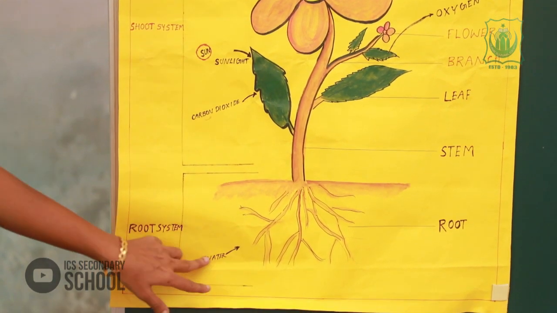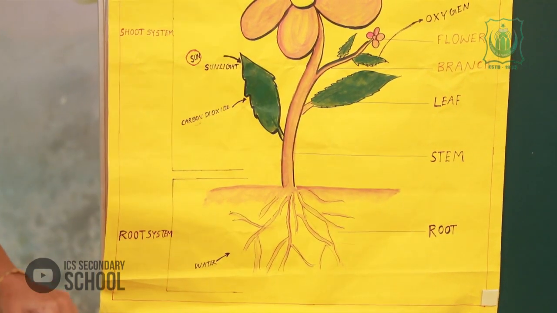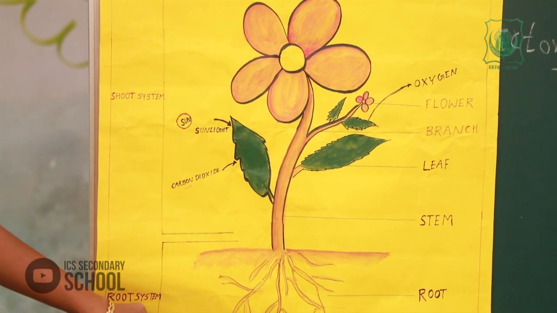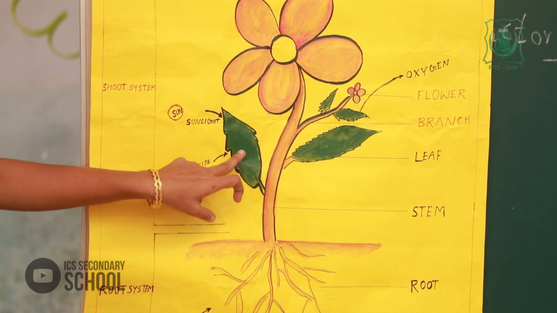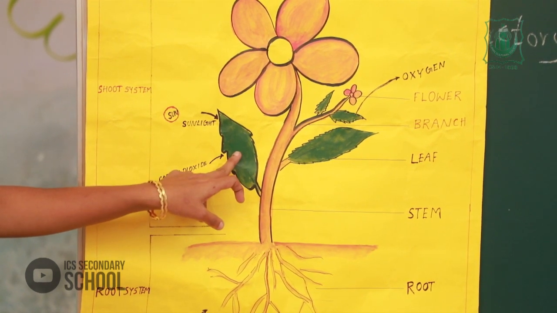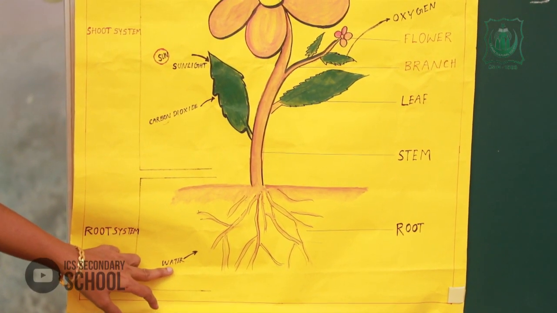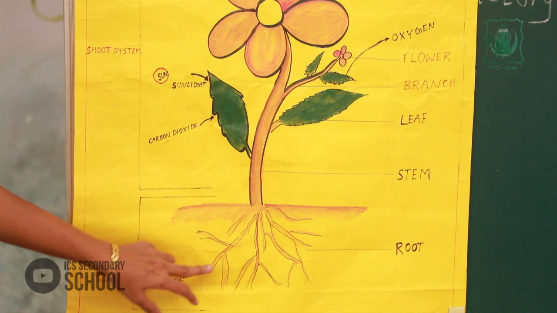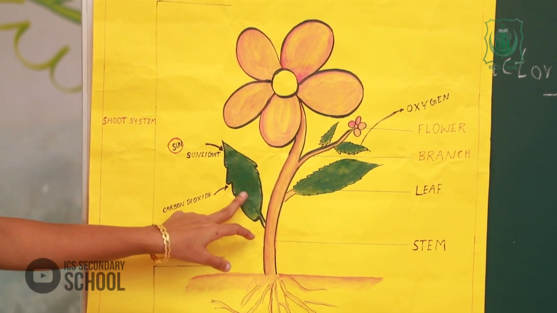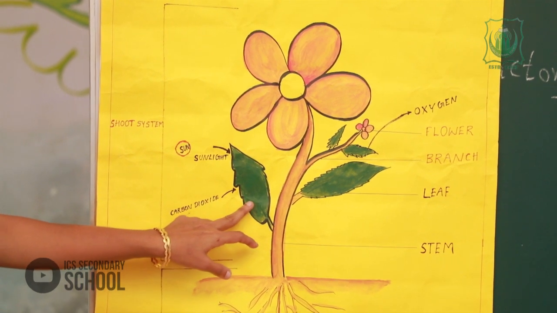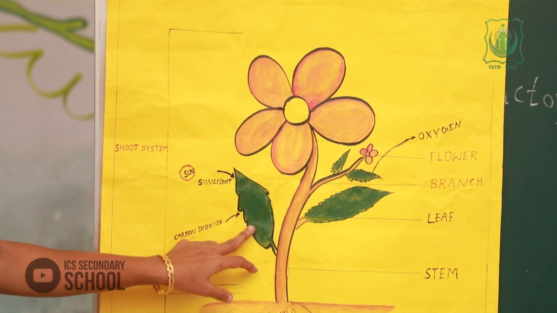From the roots, these water and minerals go up the stem. Please listen. These water and minerals go up the stem and reach the leaves. Okay. The roots of the plants take in water and minerals, and these water and minerals go up the stem and reach the leaves. Clear? Yes. The next one, the leaves contain tiny openings called stomata.